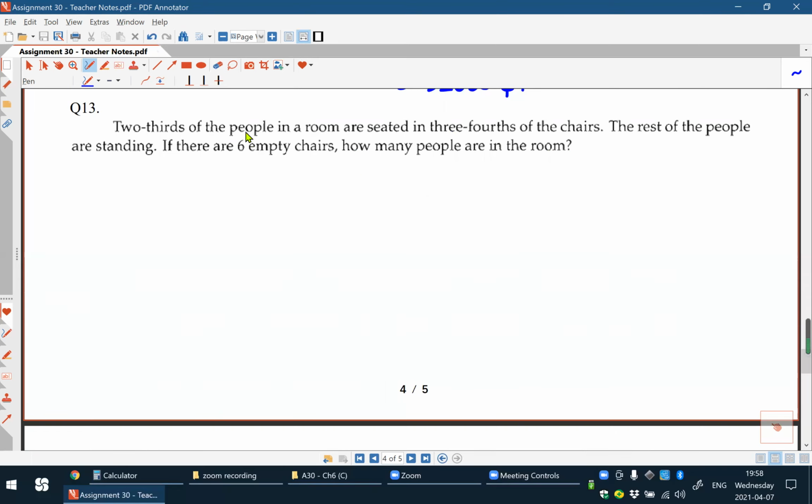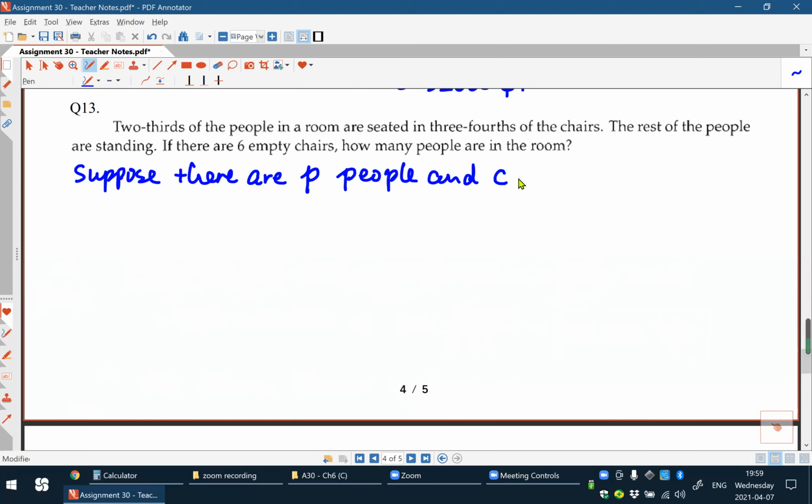Okay, so here we have 2 unknown quantities, right? We do not know the number of people. We do not know the number of chairs. So first of all, we can use 2 letters to denote the 2 unknown quantities and try to find their values. Okay, suppose there are P people, and P stands for people, right? And C chairs in this room.